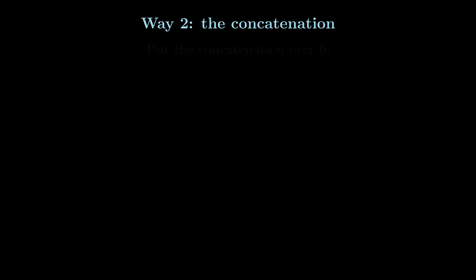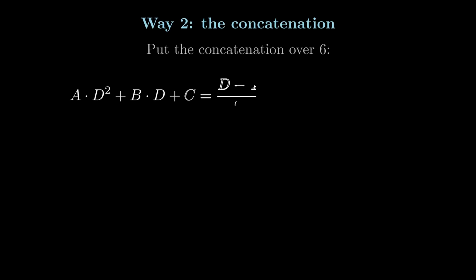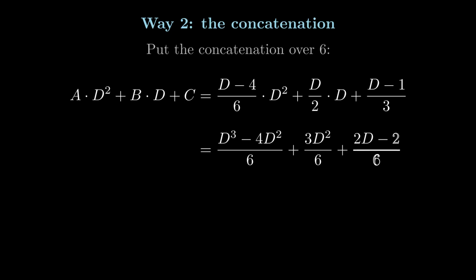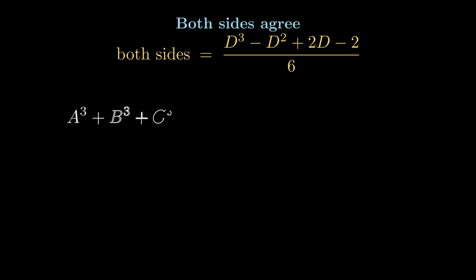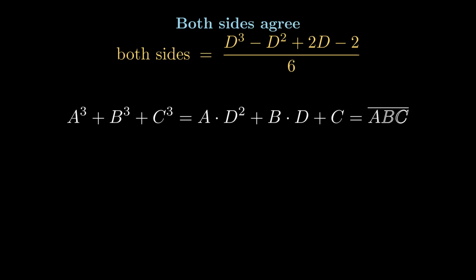Now for the other side of the equation. We substitute the three formulas into a times d squared plus b times d plus c. We now put every term over 6. We're left with d cubed minus 4d squared plus 3d squared plus 2d minus 2. The d squareds cancel to give a minus d squared. And there it is. We're left with the very same cubic all divided by 6. Therefore, we have an equality. Hence, the sum of the cubes really is the concatenation.